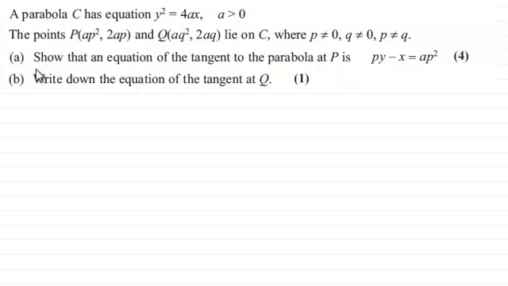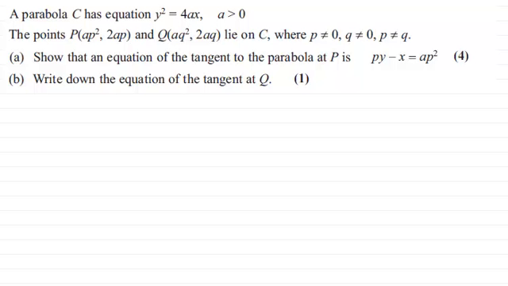And what we've got to do in part A is show that an equation of the tangent to the parabola at P is py minus x equals ap squared for 4 marks. And then in part B, write down the equation of the tangent at Q for 1 mark. So if you'd like to have a go at this, I'll give you a moment to pause the video. Okay, welcome back then if you had a go.